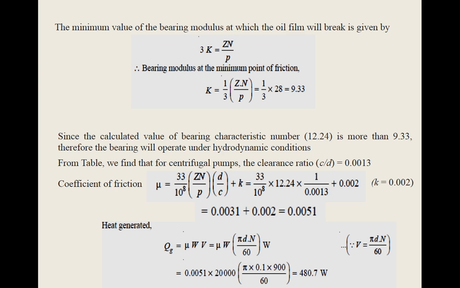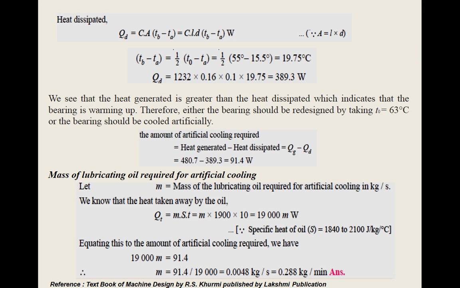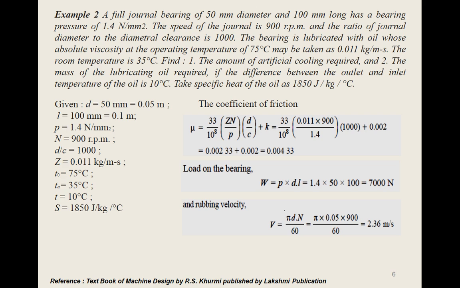Coefficient of friction is calculated, heat generated and heat dissipated are calculated, the amount of heat which is required to be cooled is calculated, and in the last, the mass of the lubricating oil is calculated for the artificial cooling. Here is the complete problem. Now come to the second problem.